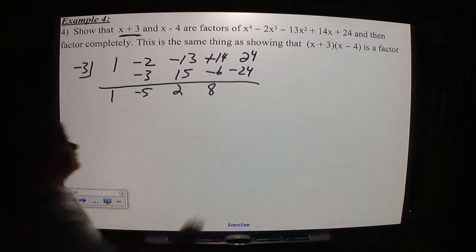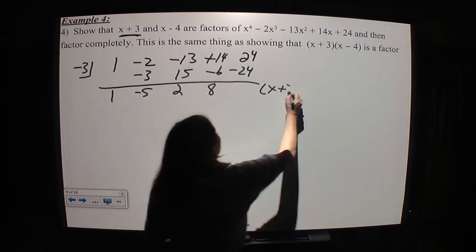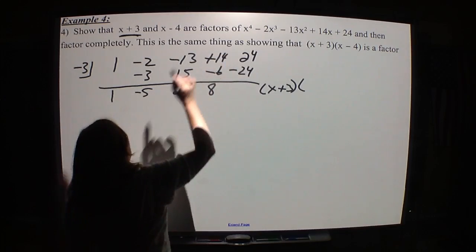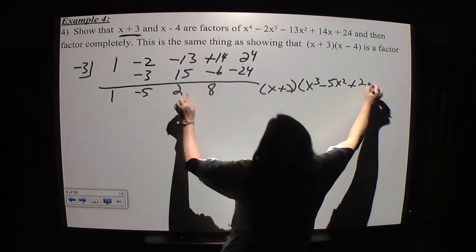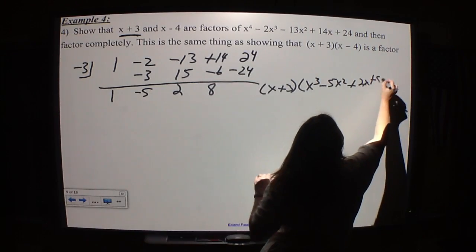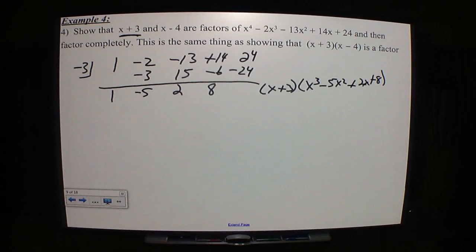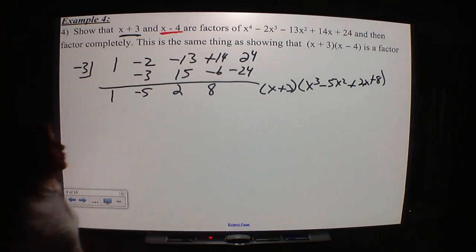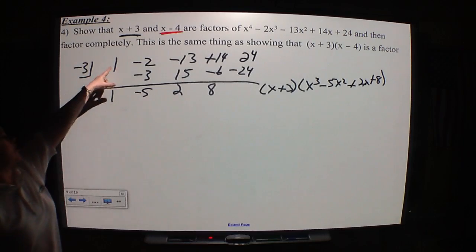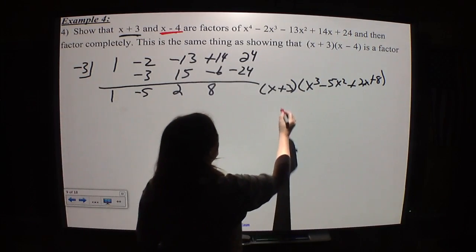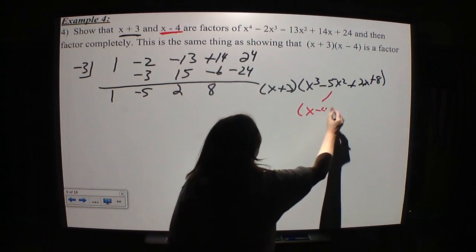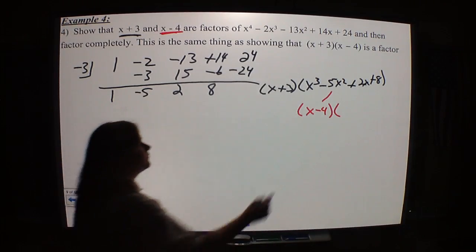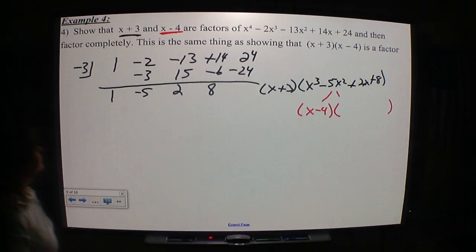So now at this point, here's where I am. X plus 3 times, I started with the 4th power, so now I'm at a cubic: x cubed minus 5x squared plus 2x plus 8. Now I want to show that x minus 4 is a factor. Do not start from the beginning. Start from here, because this is my original factored into. Now I'm going to show that x minus 4 is a factor, and this will be some x squared when I do synthetic division. So let's try it.